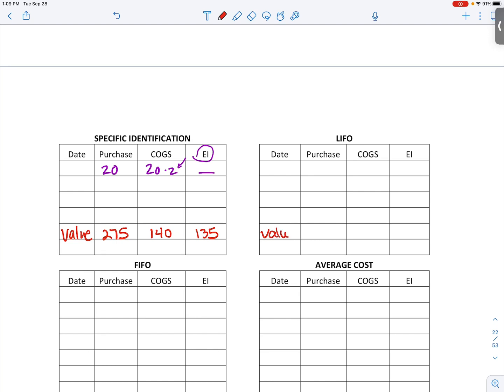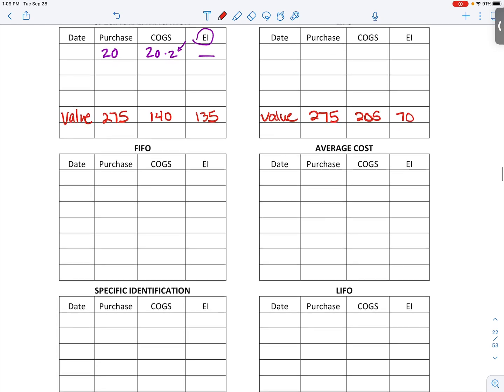Under LIFO, again, your value doesn't change. 275, 205, and 70. Let's get the LIFO in there. 275.